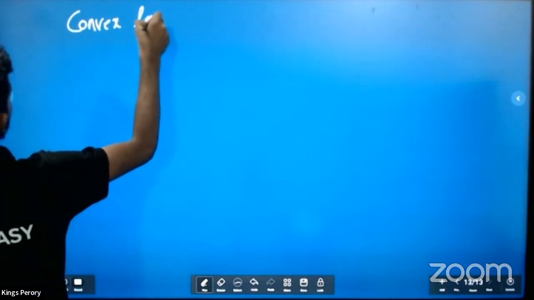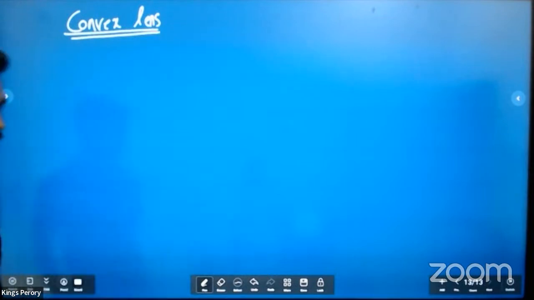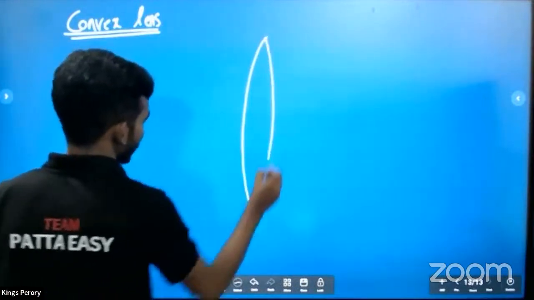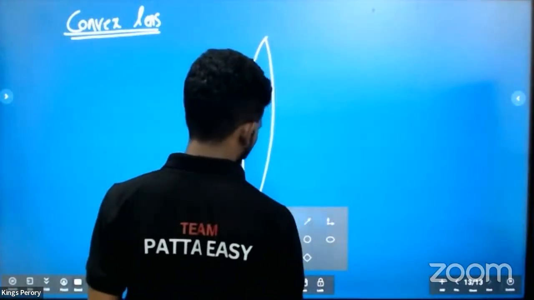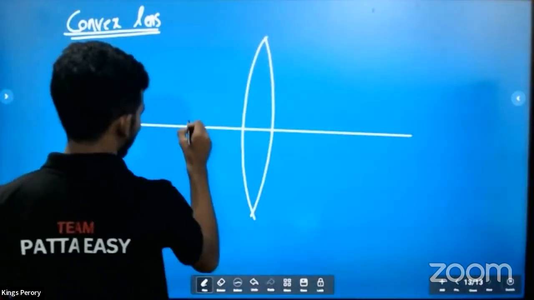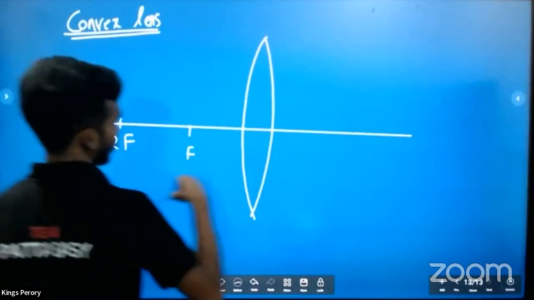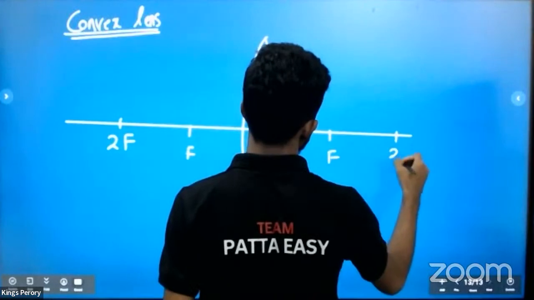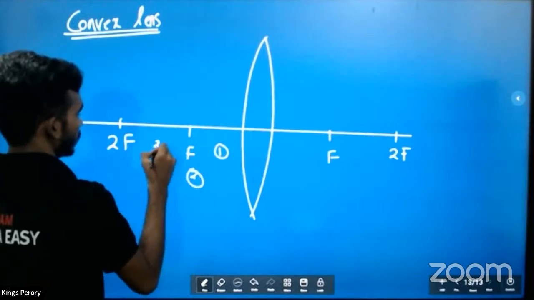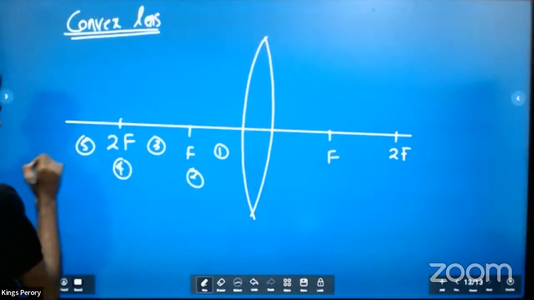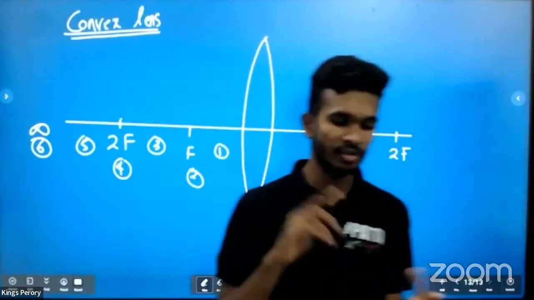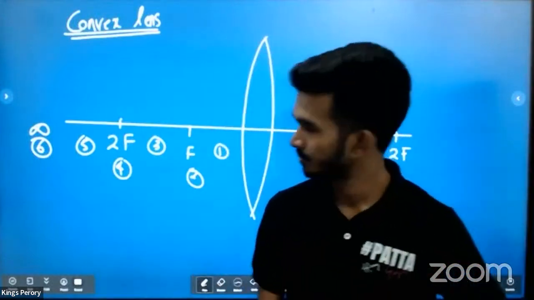In a convex lens, what we do is, there you go, the principal axis. On both sides you have F to F, this side also F to F. Here also we keep the object at six different positions, and we need to find out where the image is formed.